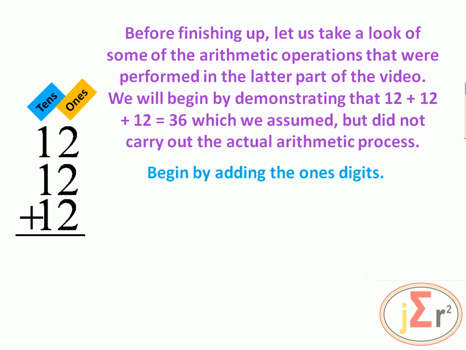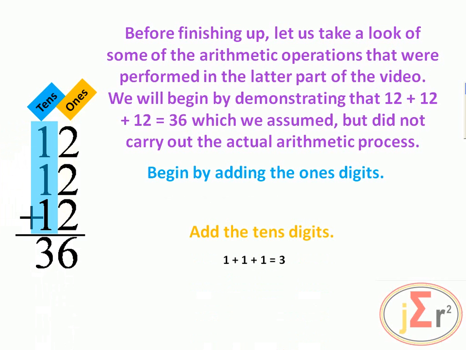Begin by adding the ones. 2 plus 2 plus 2 is equal to 6. And then add the tens digits. 1 plus 1 plus 1 is equal to 3. And that's how we have 12 plus 12 plus 12 equals 36.